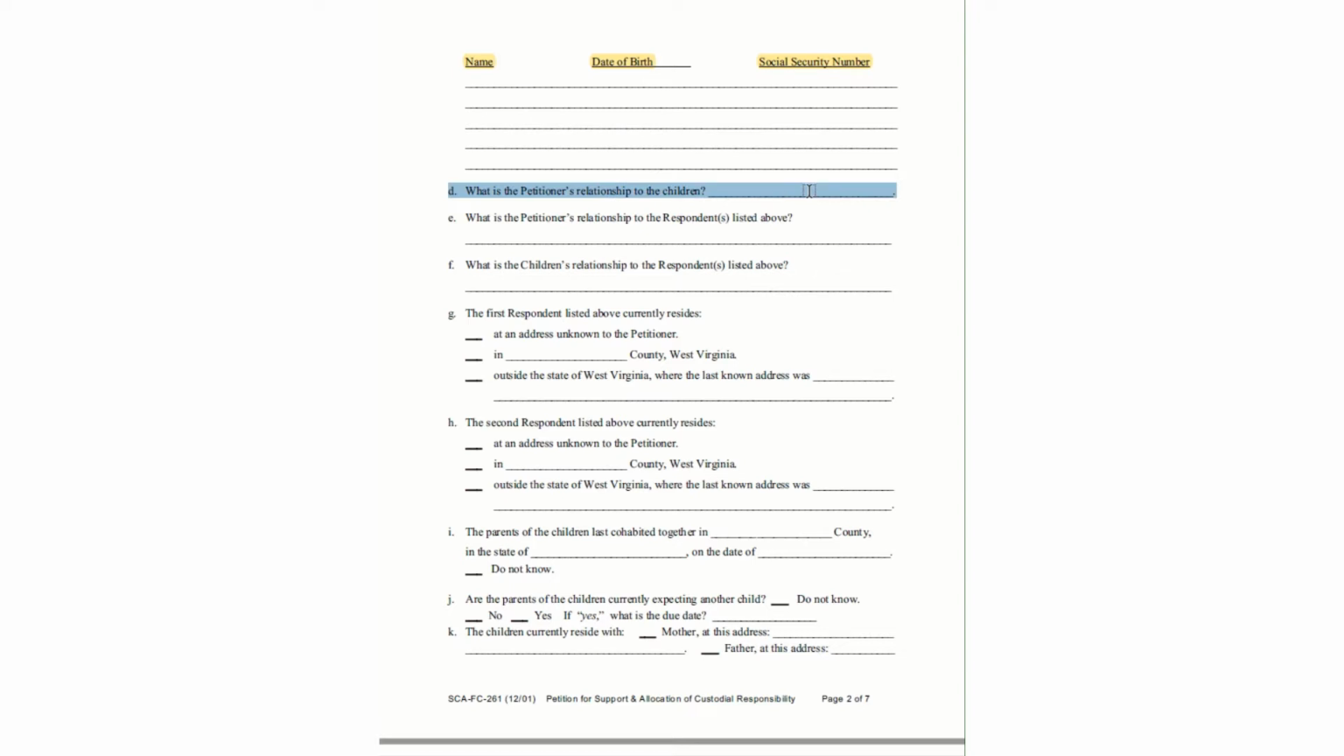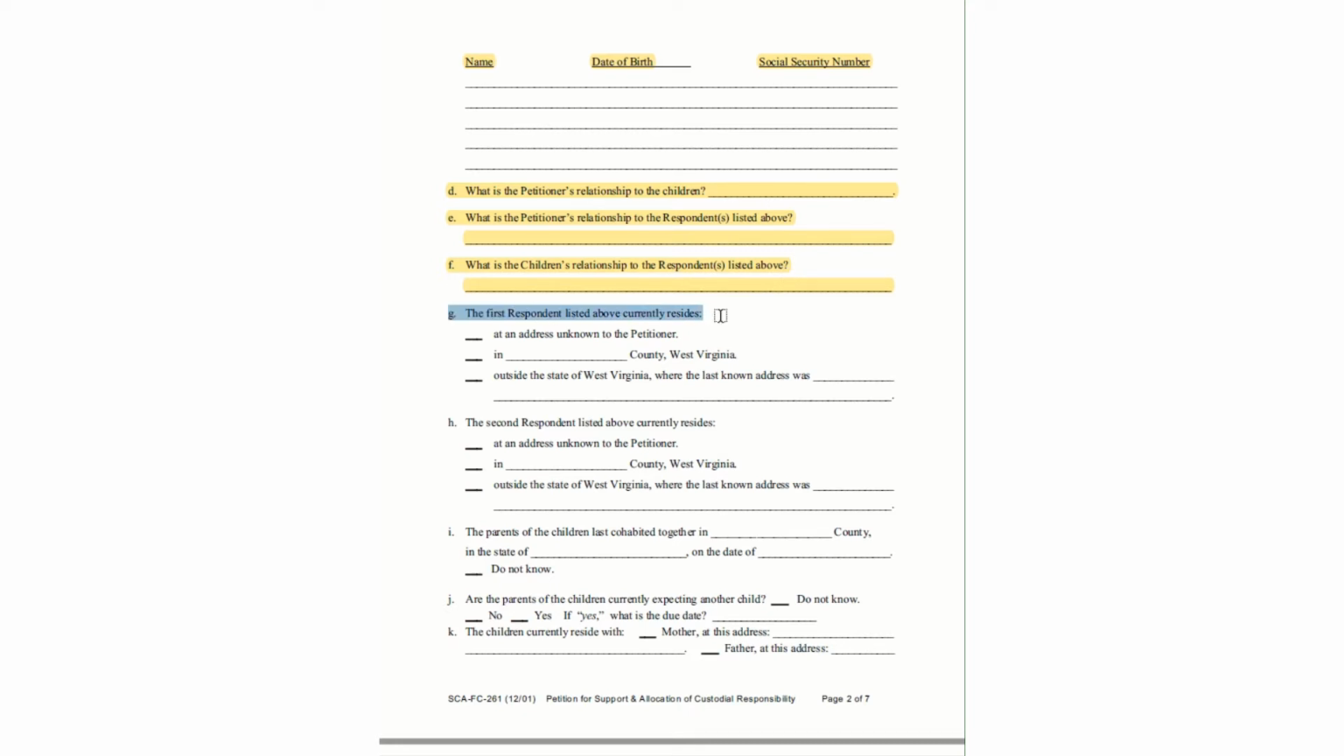On line D, you would write what your relationship is to the children, whether you're the mother or the father. On line E, you would fill in what your relationship as the petitioner is to the respondent, something like ex-girlfriend, ex-boyfriend. If you were formerly married and then had children after that, you could write ex-spouse. If there was really no relationship other than to have children together, you could leave that blank. On line F, you would write what the children's relationship is to the respondent, so mother, father.